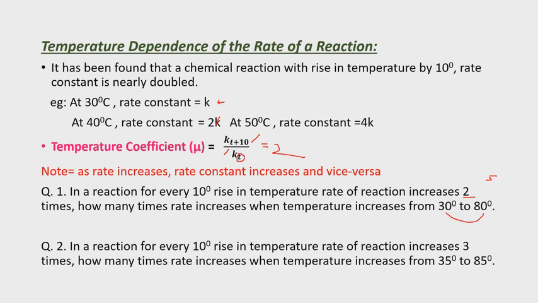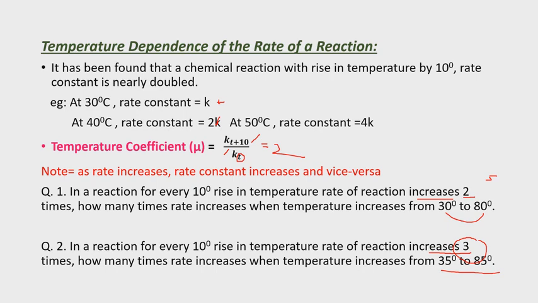Question number 2: same, how many times does it increase? This is important. Here the temperature coefficient is 3 times, whereas before the temperature coefficient was 2 times. So 35 to 85 degrees. What is the difference again? 50 degrees. 50 degrees can be written as 5 into 10 degrees. So 5. What coefficient is given to you? 3. So 3 power 5 is the answer. So try to solve. I have given a hint only.